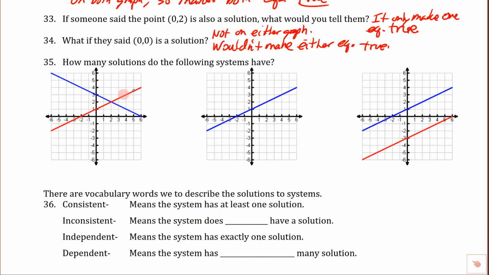Well, we've got a red graph and we've got a blue graph. Each one of them happen to be lines, but these two cross right here, so this is going to have one solution, just one solution.